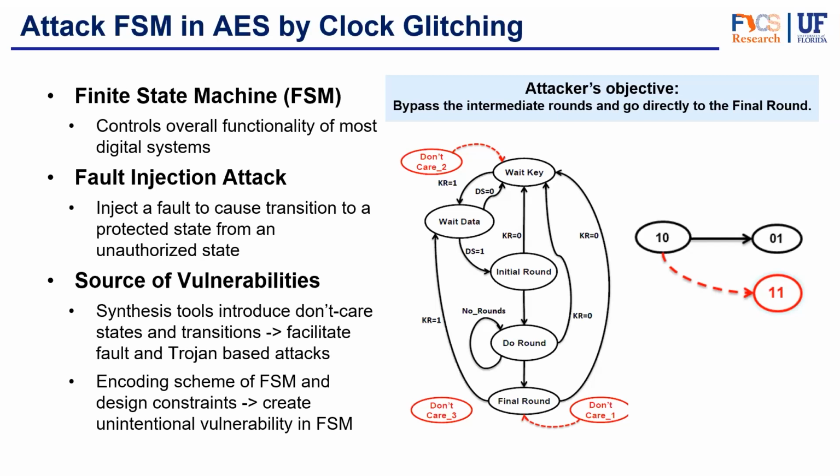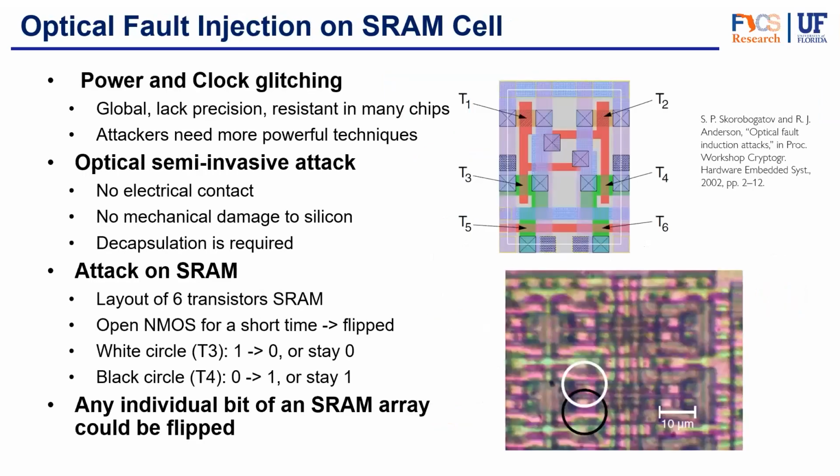However, if we can inject a fault during some of the valid transitions of the design and end up in that don't care state, the next clock cycle is connected to the protected state, and therefore the whole security mechanism can be bypassed by these fault injections. Another example would be injecting a fault in an SRAM cell.